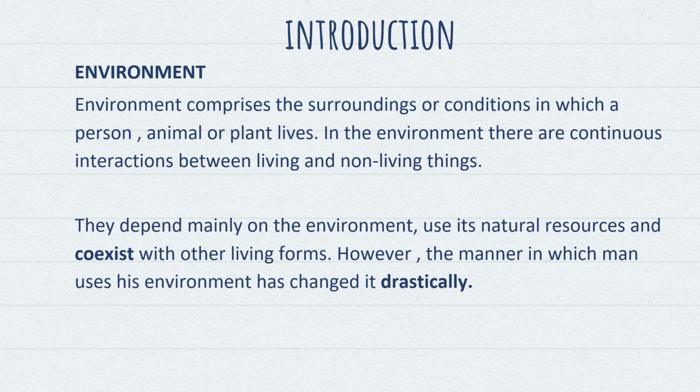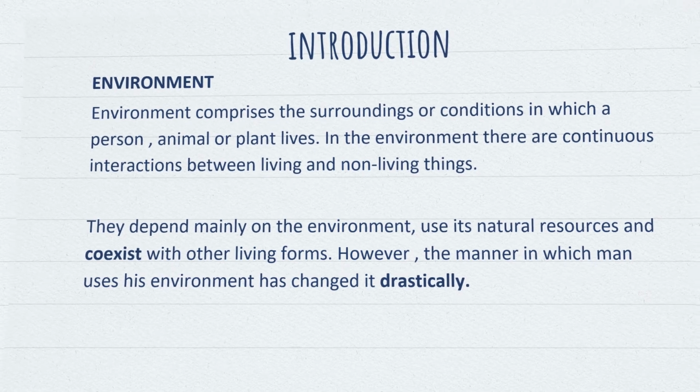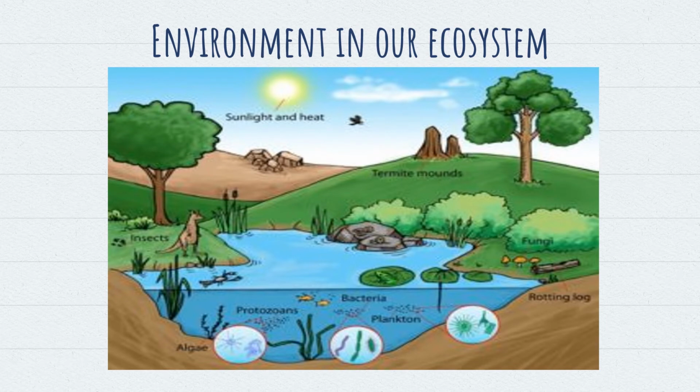In the next part, we will see what changes are taking place in our environment and in our ecosystem. In our ecosystem, you see sunlight and heat, termite mounds, rotting logs, planktons, and everything in our environment. Like you can see, sunlight and heat, termite mounds, then rotting logs, and planktons and bacteria in our lakes or rivers.